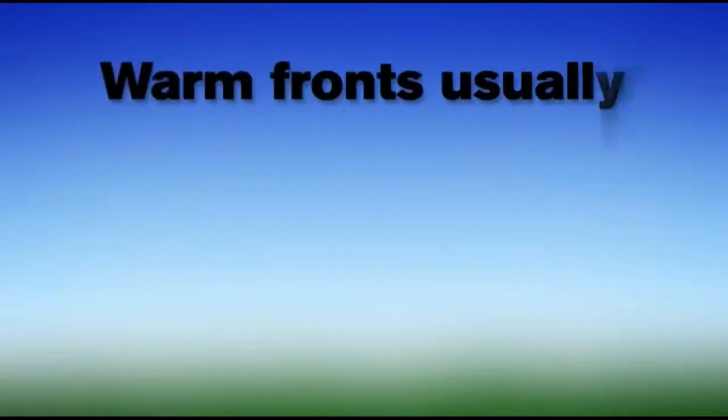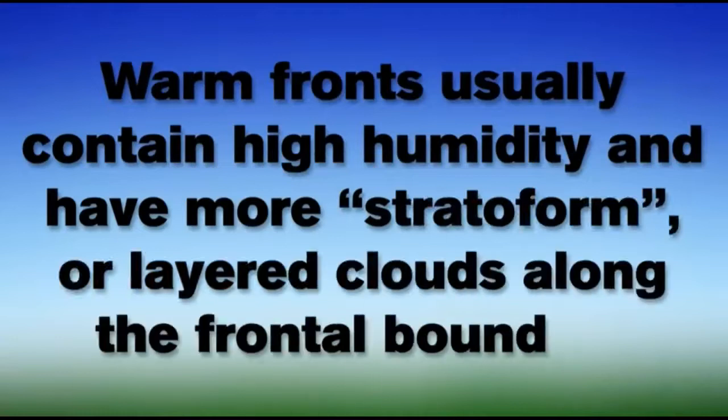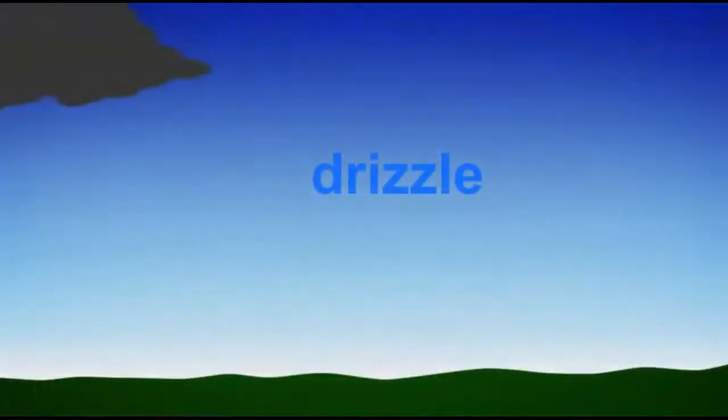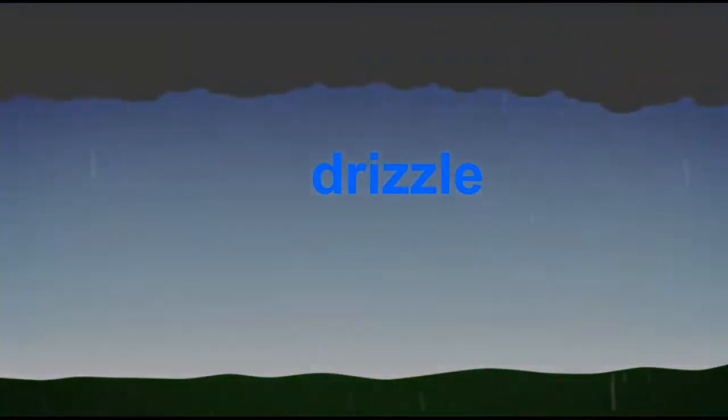Warm fronts usually contain high humidity and have more stratiform or layered clouds along the frontal boundary. Drizzle and decreasing visibility will be present as temperatures rise. Once the front passes, rain showers are possible, followed by a gradual clearing.